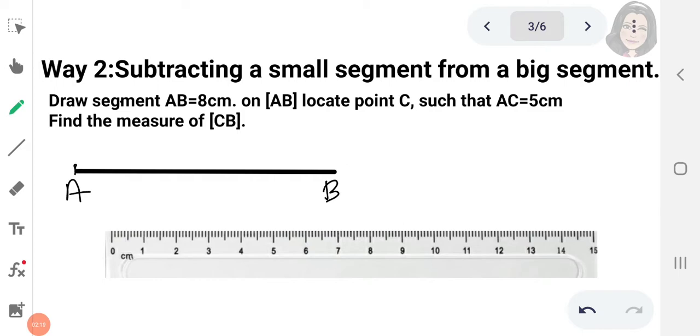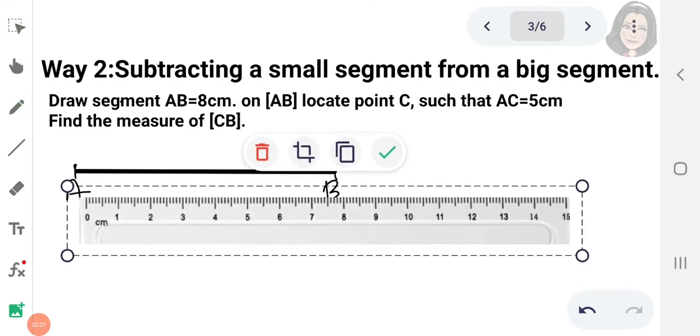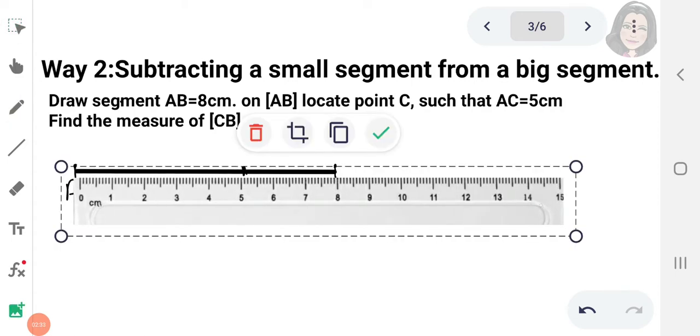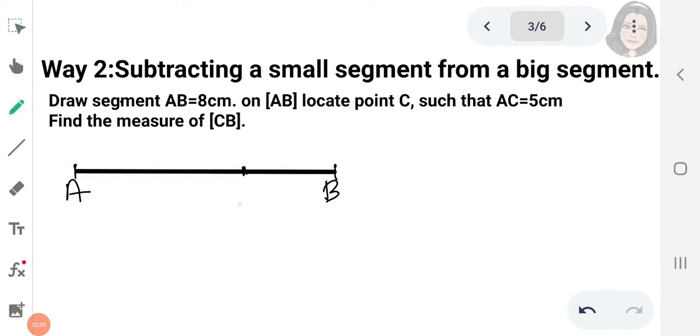The endpoints are point A and point B. Then draw segment AC measuring 5 centimeters. I'm going to take my ruler, put the 0 on A, and then I will measure 5 centimeters. This is the 5 over here. And after that, I'm going to call this point C.